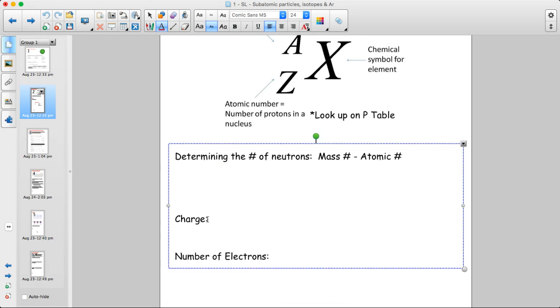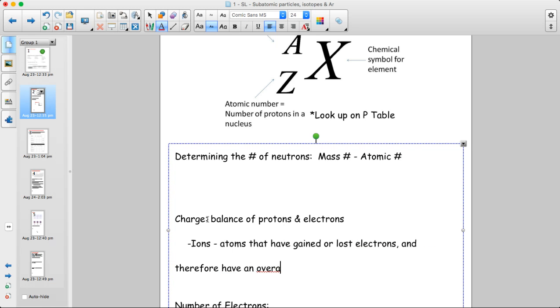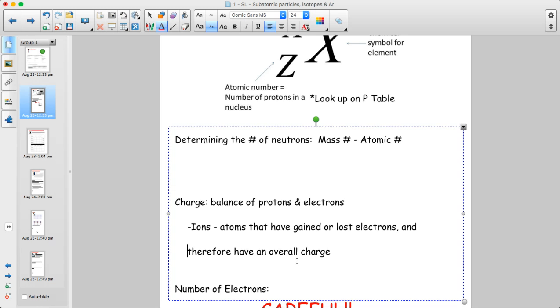Okay, the charge. So this is based on the balance of protons and electrons. This tends to trip some people up because when atoms obtain a charge, they turn into ions. Ions are atoms that have gained or lost electrons and therefore have an overall charge. Or those are monatomic ions anyways. We'll get to polyatomic ions later. But for now, if an atom gains or loses electrons, it gets an overall charge.